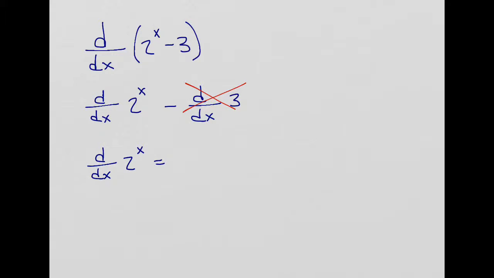But the derivative of 2 to the x is simply going to become, as we look at our previous rule there, 2 to the x times the natural log of 2 times the derivative of x, which would really just be 1. So the whole thing just comes out to be 2 to the x times the natural log of 2.